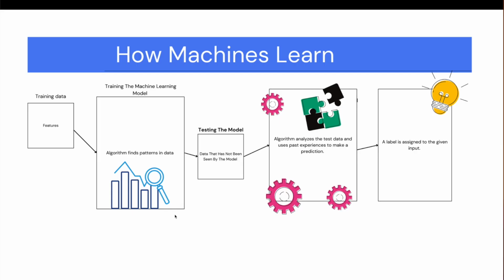And this is just a diagram that shows how machines learn, right? So first thing we do is we put our training data into our model, right? We train the machine learning model here. The algorithm finds patterns in the data. From there, we want to go ahead and test our model, its accuracy. So how do we do that? We go ahead and put some data into it that it's never seen before, and we just want to see how close to the actual answer that it's going to get, right?